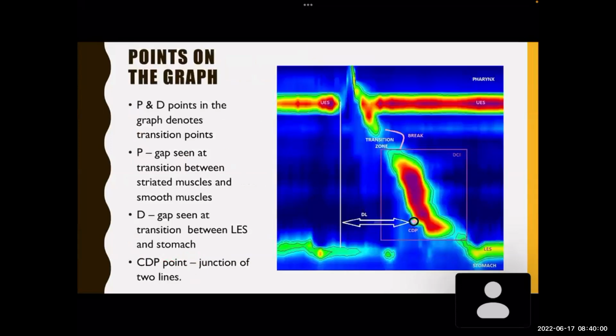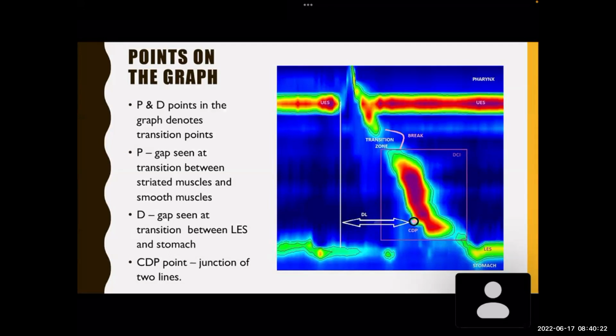So these are the important points. What are the points to look on the graph? P, D, and CDP. These are the 3 points. P point is nothing but the transition between the striated and smooth muscle. We all know the esophagus has a component of striated muscle on the upper end. So the transition between the striated muscle and the smooth muscle denotes the P point.